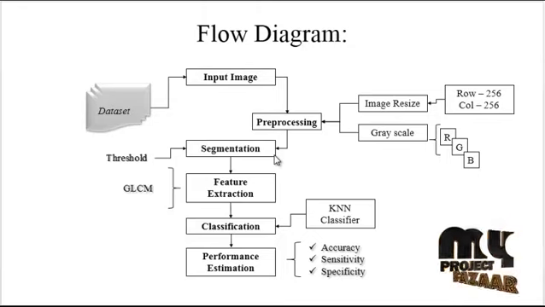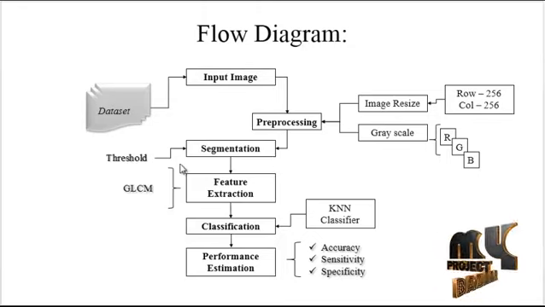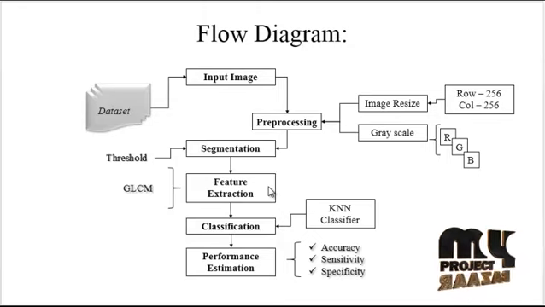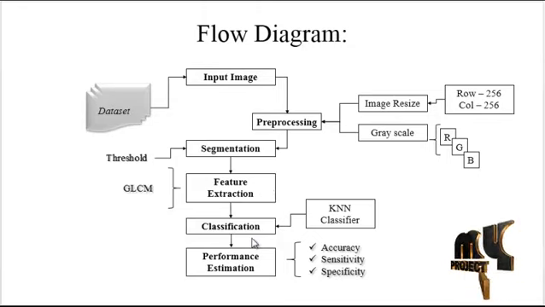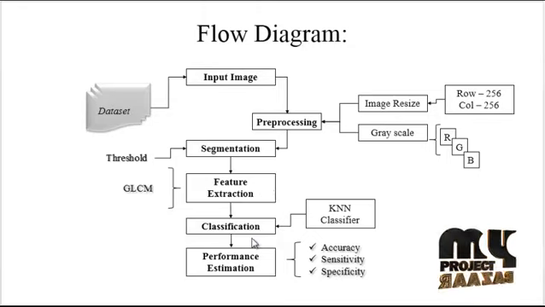Here we are using threshold-based segmentation to extract the region of the fruit. After the extraction of the region, we move to the next step of the project, that is feature extraction. In this feature extraction, we extract the features by means of the algorithm named GLCM, the Gray Level Co-occurrence Matrix. After extracting the features using this algorithm, the classification will be carried out by means of the KNN classifier. KNN stands for K nearest neighbor.